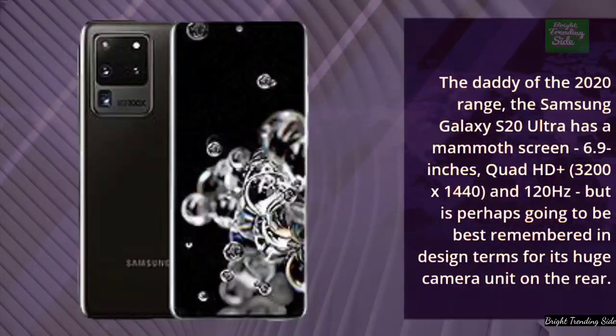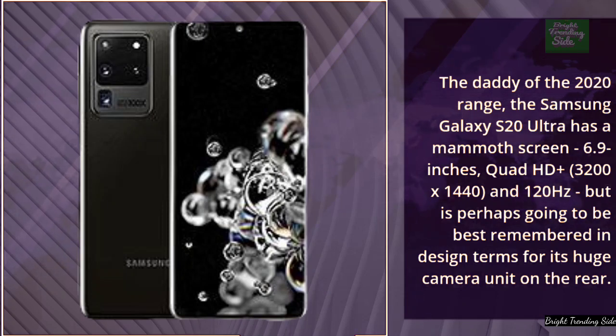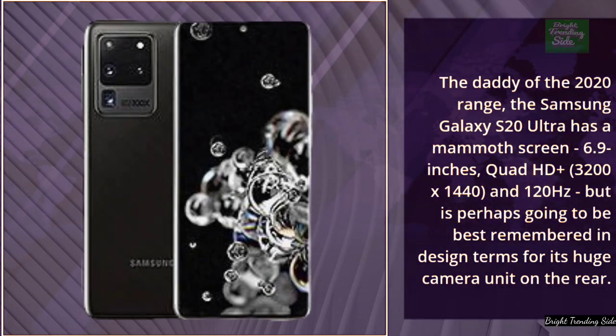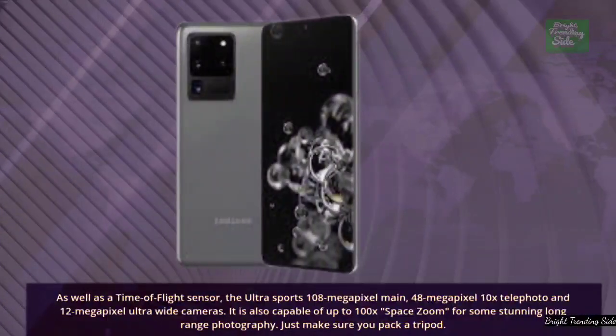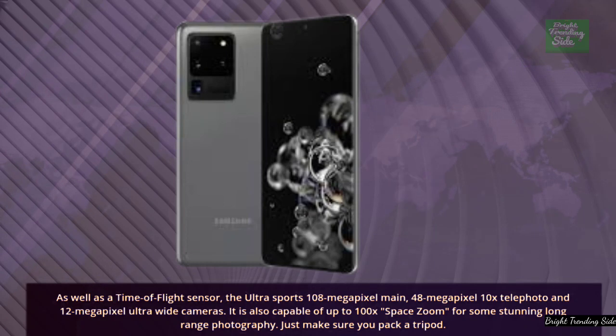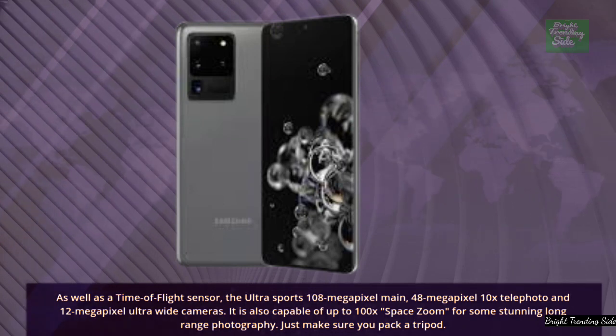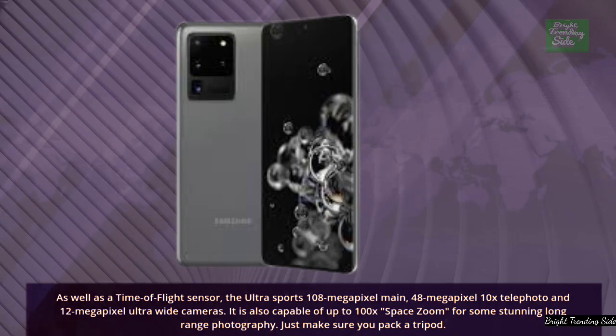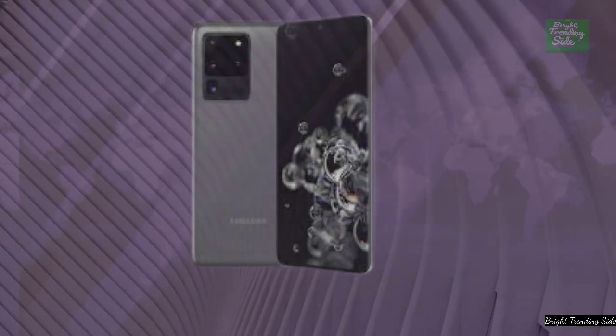Samsung Galaxy S20 Ultra. The daddy of the 2020 range, the Samsung Galaxy S20 Ultra has a mammoth screen, 6.9 inches, Quad HD Plus, 3200 by 1440, and 120Hz, but is perhaps going to be best remembered in design terms for its huge camera unit on the rear. As well as a time-of-flight sensor, the Ultra sports 108-megapixel main, 48-megapixel 10x telephoto and 12-megapixel ultra-wide cameras. It is also capable of up to 100x space zoom for some stunning long-range photography. Just make sure you pack a tripod.